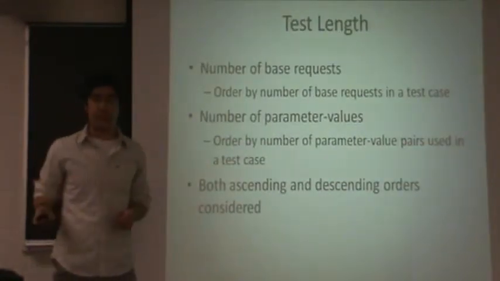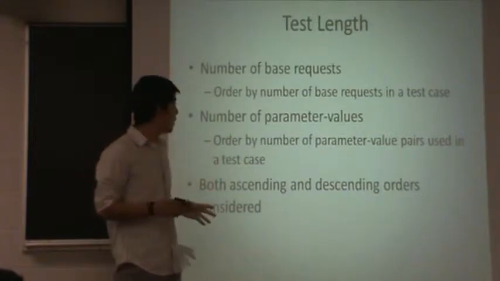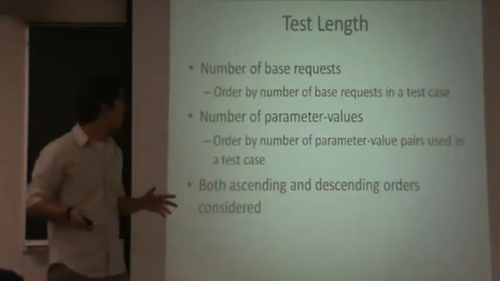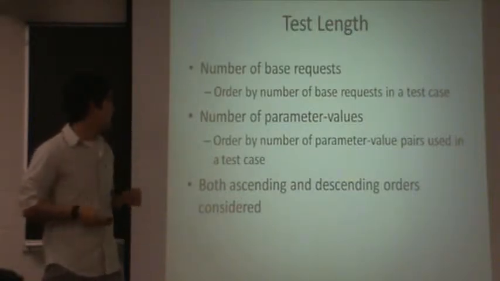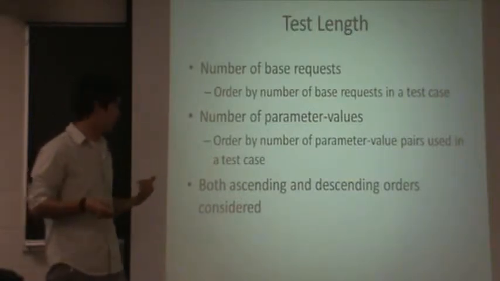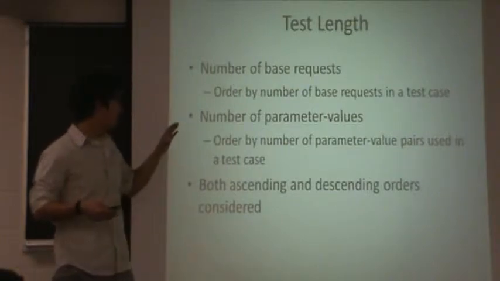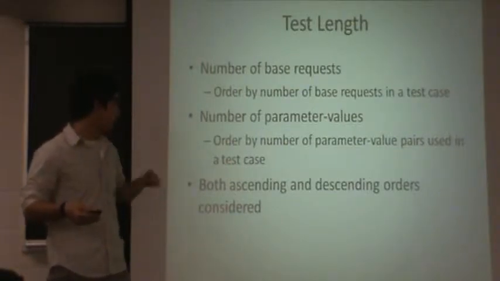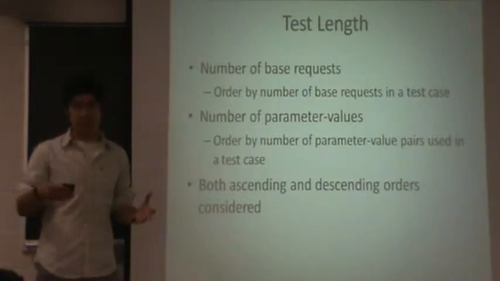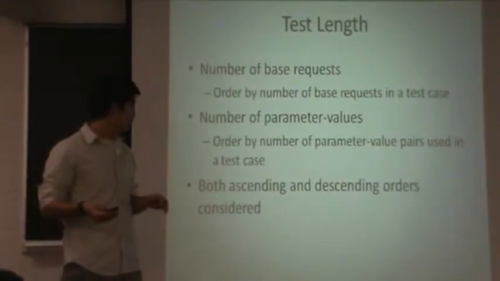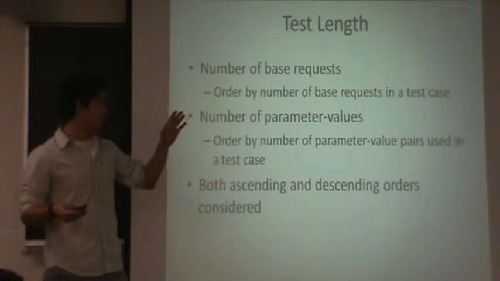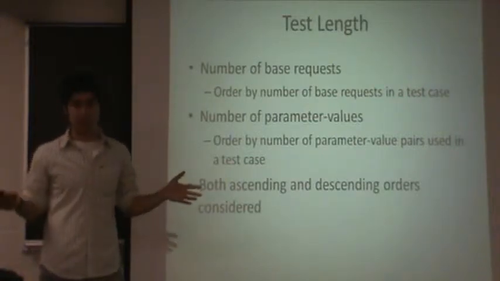So in ordering by test length, there are two cases that can be considered. First, we can order by number of base requests, and we can also order by number of parameter values. And for each of these methods, I order in both ascending and descending orders and analyze each of those. So the test cases are just ordered by the number of base requests or parameter values that they contain.